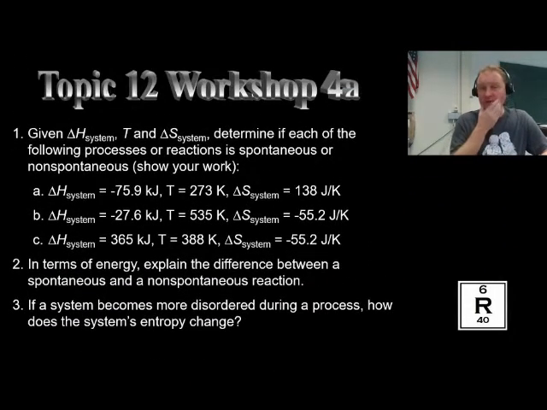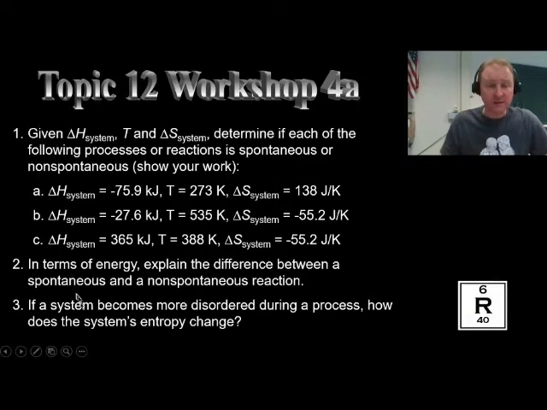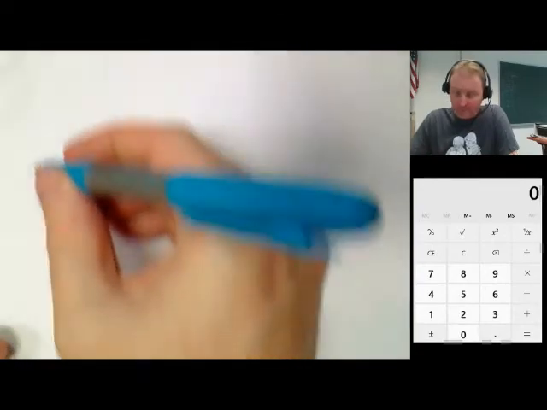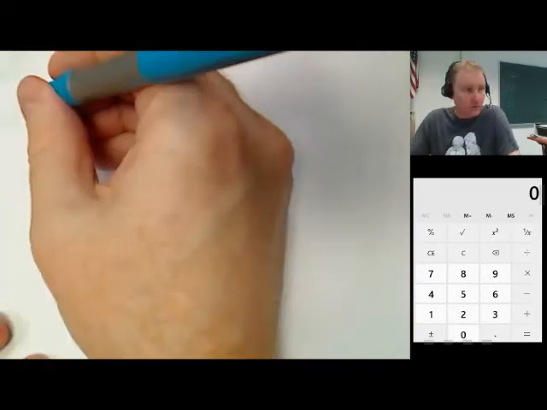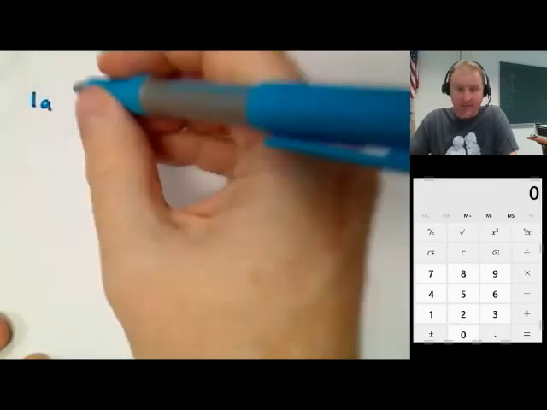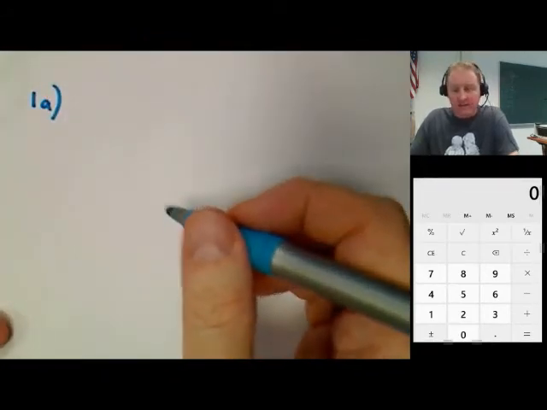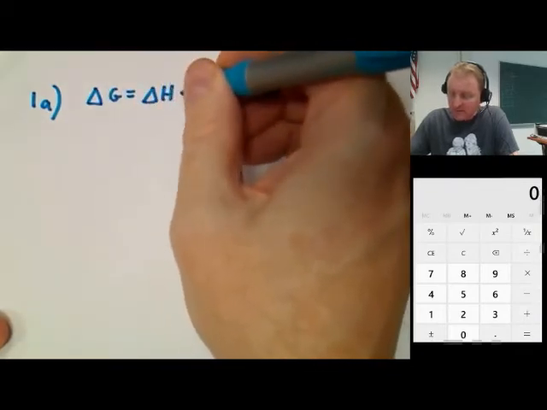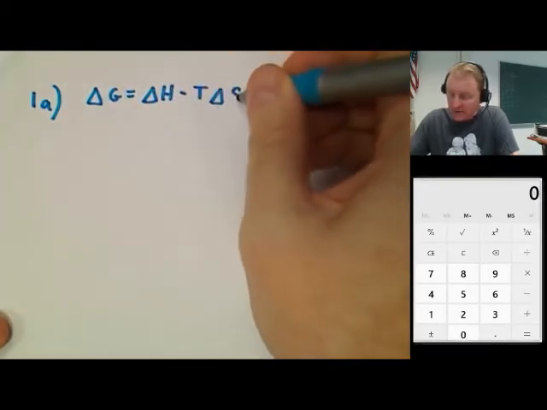Okay, you should have paused and answered these questions by now. So let's take a look at the answers to these questions. In this situation, we are just plugging values into our equation. Let's take a look at our setup. So for 1A, remember that free energy equals enthalpy minus temperature times entropy.